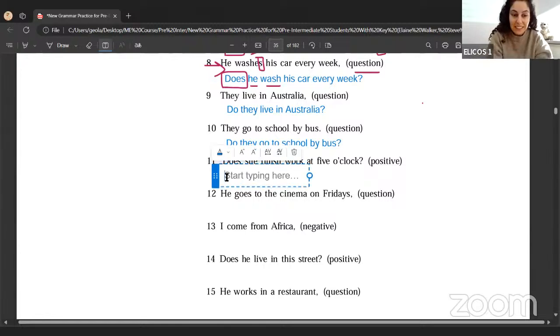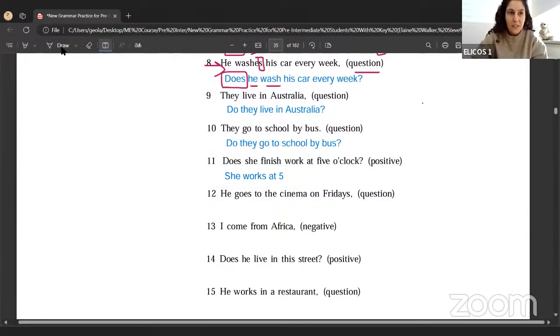Number 11. She doesn't. Because remember, doesn't is in the present, didn't is in the past. So she doesn't work at 5. Sorry, we need to make it a positive. She works at 5. This is a question, does she work at 5? But to make it a positive, we start with the subject. She works. We know for he, she, it, we must put an S. So she works at 5. I'm telling you about my friend's routine.